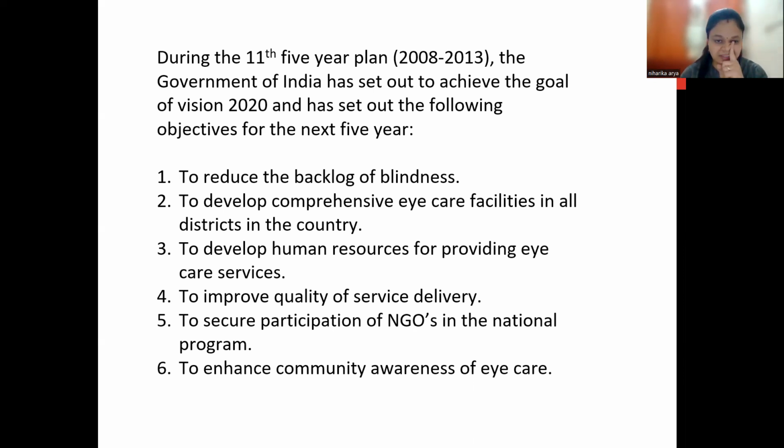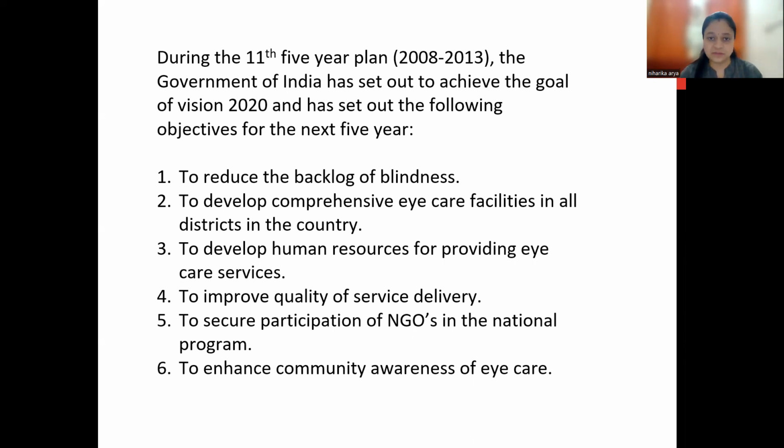Hope you understood. In community ophthalmology, what is blindness, the different types of blindness and their definitions are important. Vision 2020 is important, and what programs are included in the NPCB are important. You have to go through these, because many multiple choice questions come from this topic, and short notes also come from topics like Vision 2020.